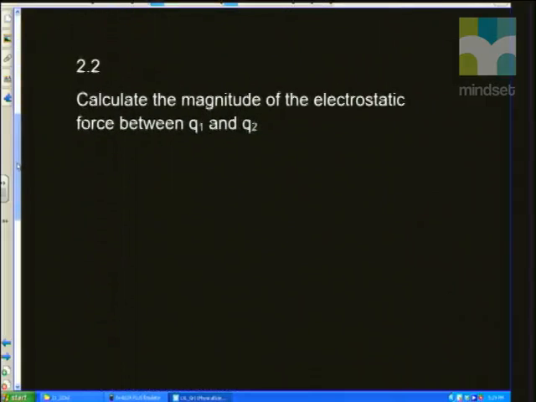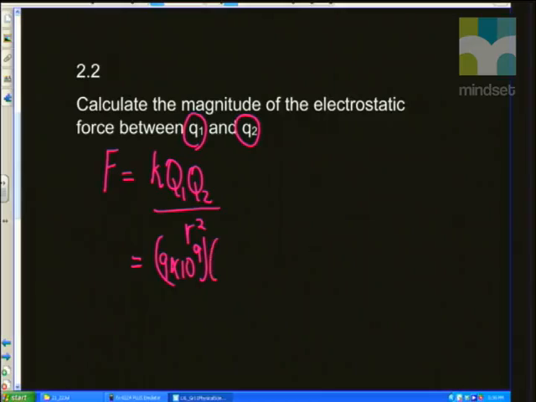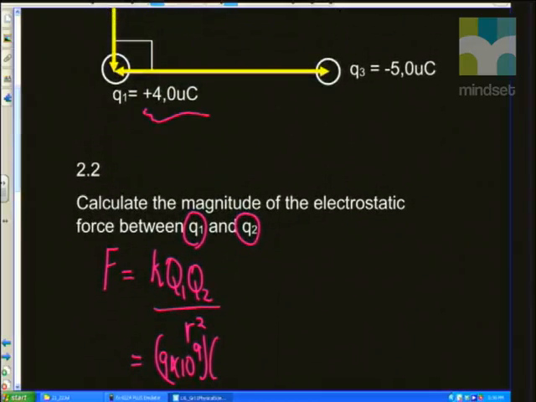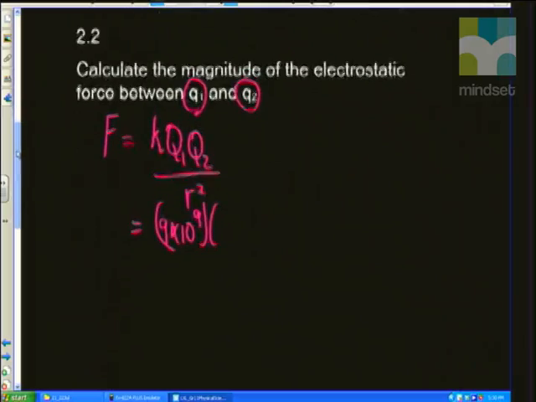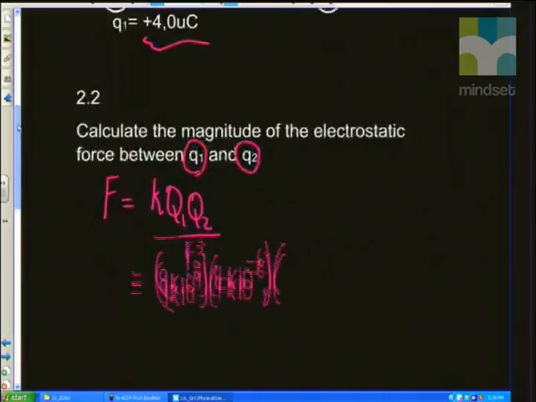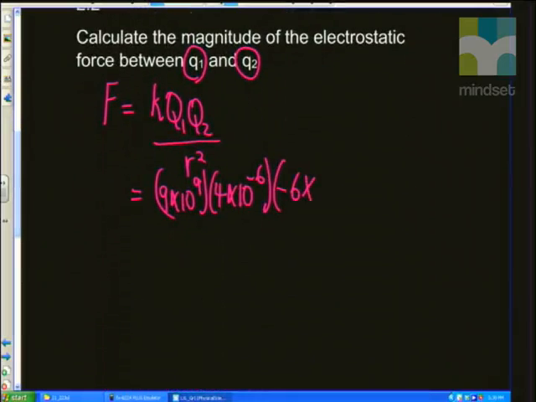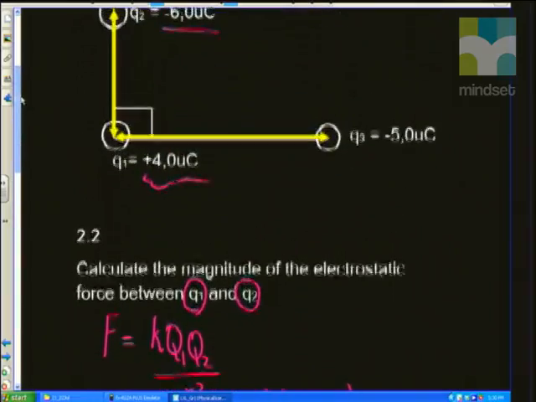Okay, moving to the next question. It says, calculate the magnitude of the electrostatic force between Q1 and Q2. Now, electrostatic force F is found by k times Q1 times Q2, divided by the square of the distance between them. So that will be equal to k, which is 9 by 10 to the power 9, a constant, times Q1, which is 4 microcoulombs. So I need to convert that: positive 4 by 10 to the power minus 6, times Q2. Q2 is minus 6 microcoulombs, so times minus 6 by 10 to the power minus 6, converting into coulombs. And then dividing by r squared.